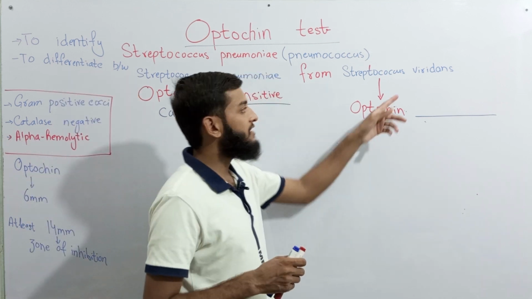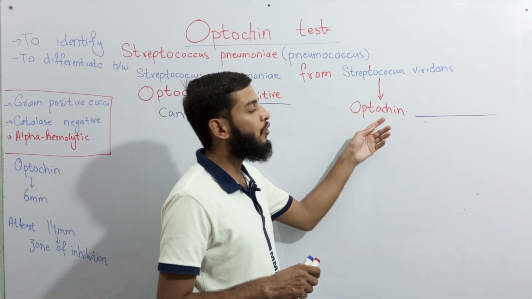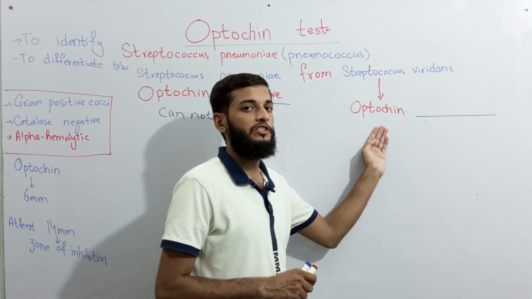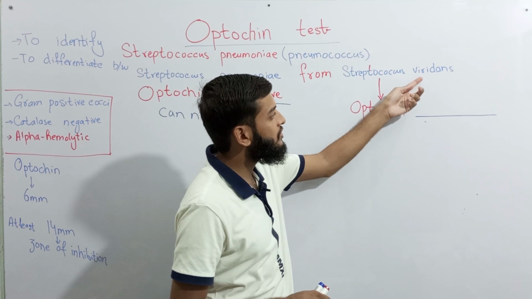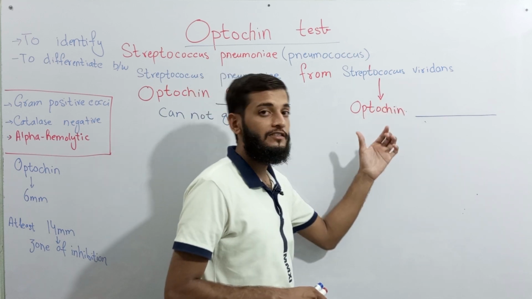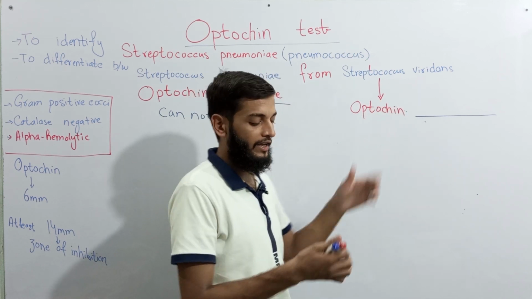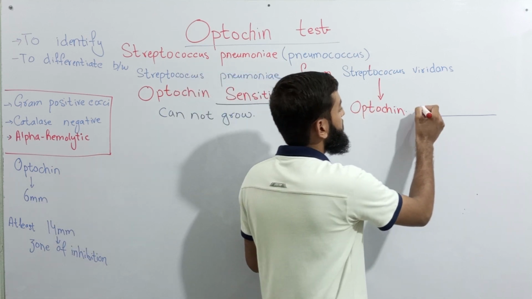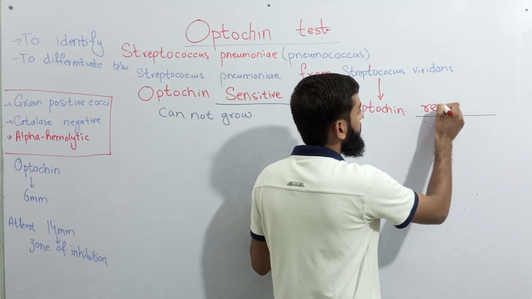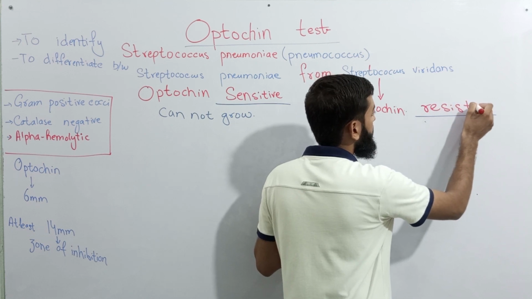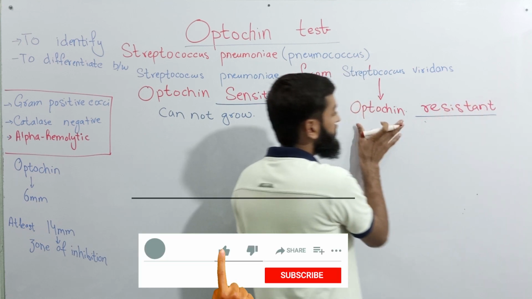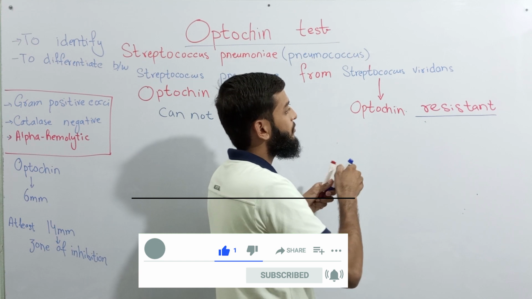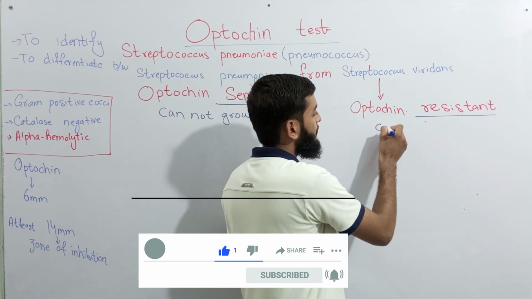Whereas Streptococcus viridans can grow in the presence of this Optochin. So Streptococcus viridans are resistant to this drug, right? So Streptococcus viridans are Optochin resistant, and if this drug is present, Streptococcus viridans can still grow.